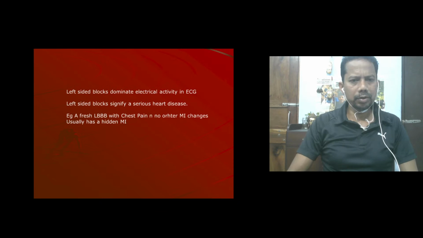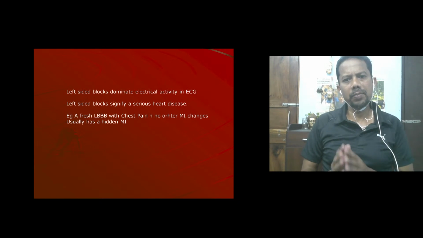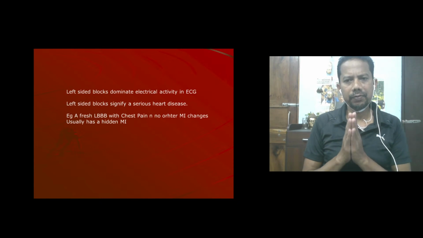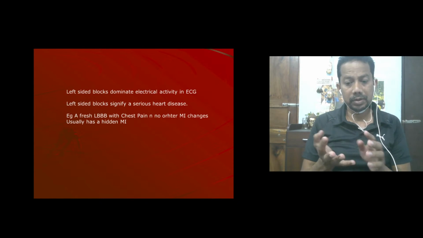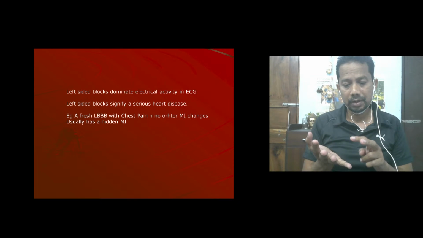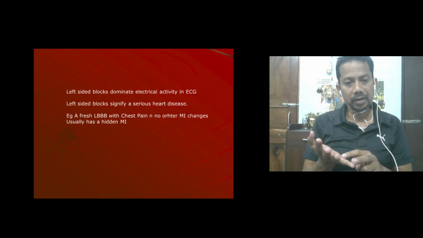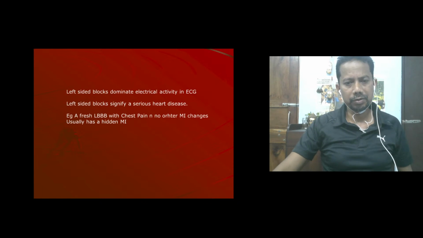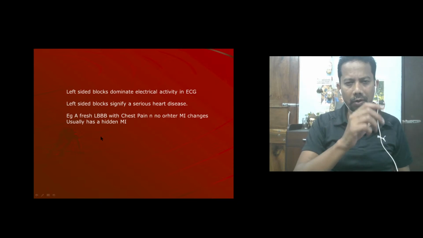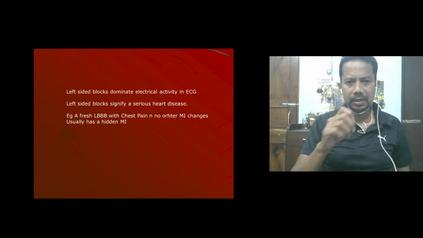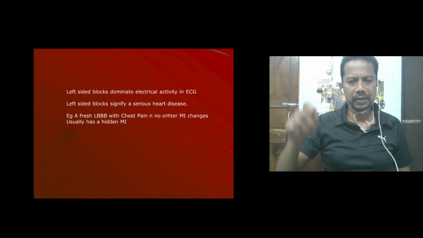So in the end, you remember, left sided blocks will dominate the electrical activity of the ECG, and they will signify a serious heart disease. Probably this patient who has developed LAHB, or more seriously left bundle branch block, probably has severe CAD and has all three coronaries blocked, and he might have MI. So you have to do a coronary angiogram on him and monitor him nicely, and always look for occult signs of MI hidden in the LBB pattern, concordant T wave.